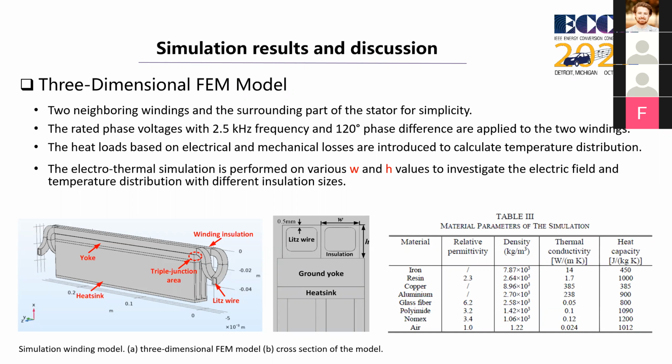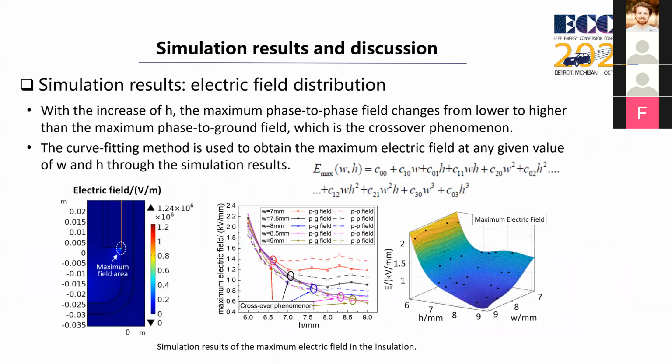So we just use two neighboring windings because it is enough; we don't need to generate the whole model. So based on the baseline design, the consideration of the machine's performance and the manufacturing capability, we consider all of these. The W is changed from 7 to 9 millimeter, and the H is changed from 6 to 9 millimeter.